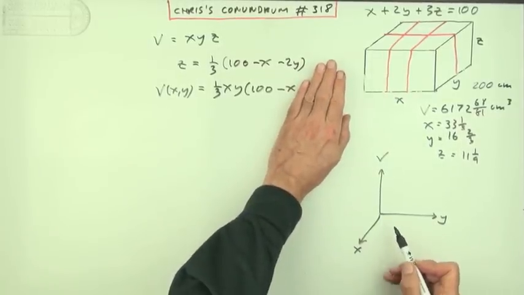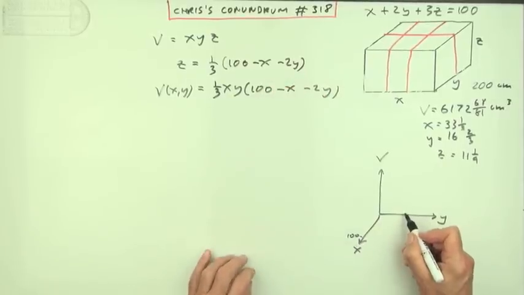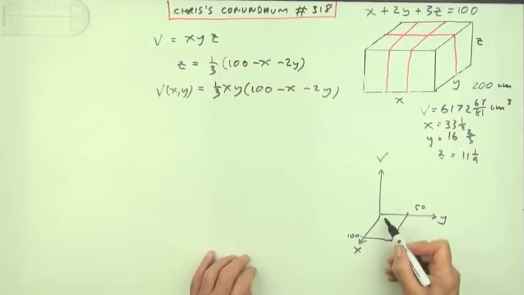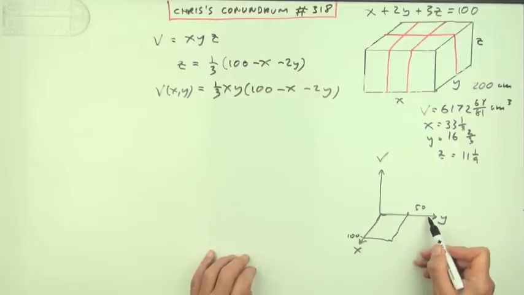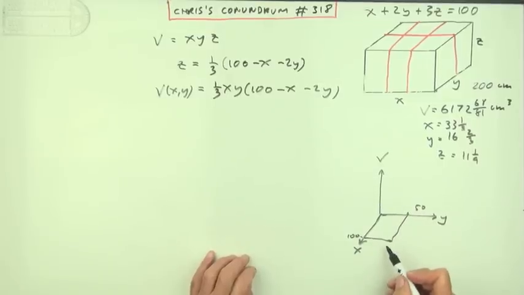The biggest x can get to, if y is nothing, is 100, and the biggest y can get to is 50. So really, you're only considering this domain. X and y have to be positive, and the limits are 0 and 150.